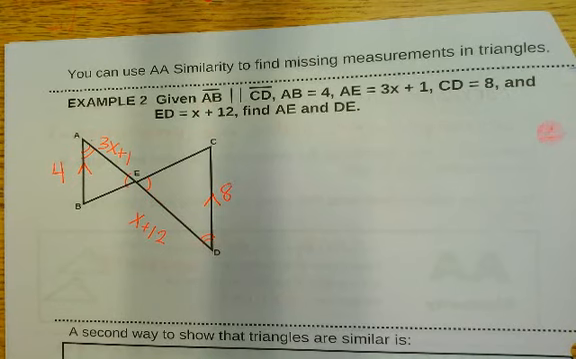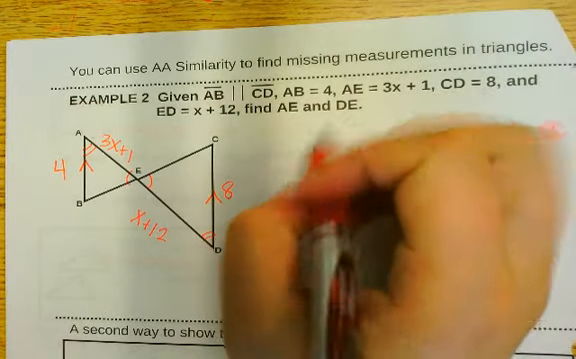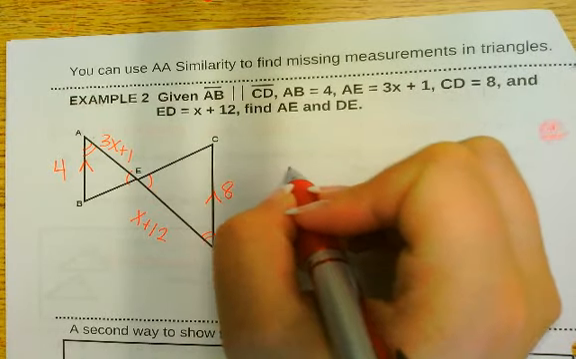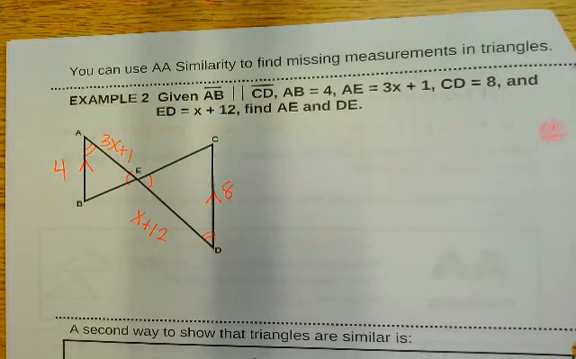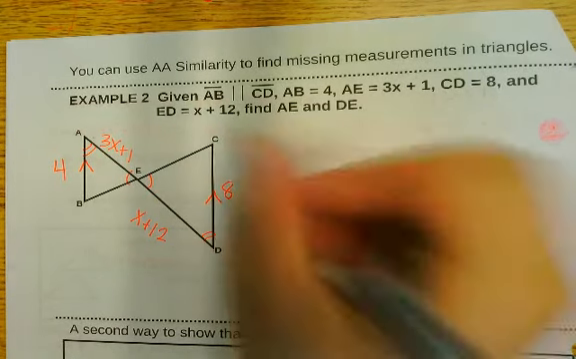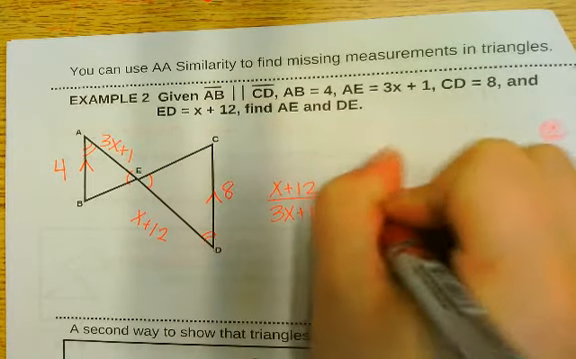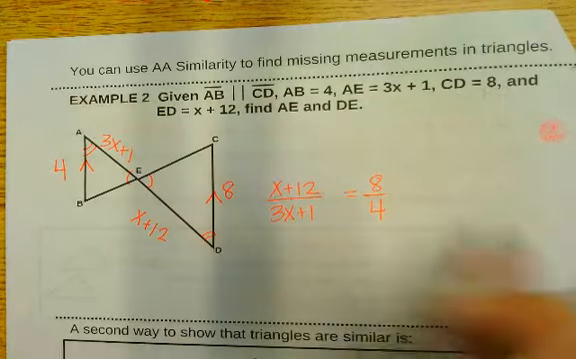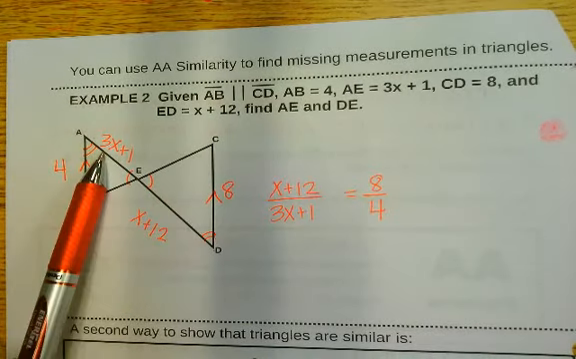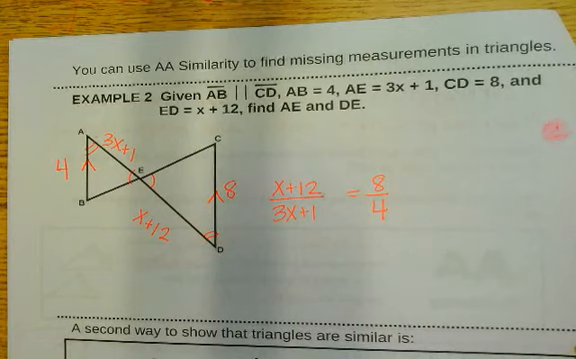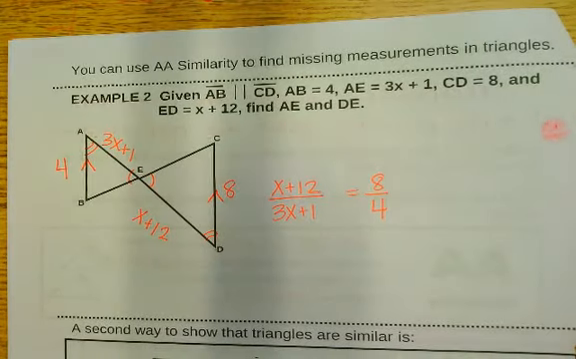Okay, so what do we know about their side lengths? Side lengths of similar figures are always proportional. So how could I set up this proportion? x plus 12 over 3x plus 1 is equal to 8 over 4. You could have had 4 over 8 equals 3x plus 1 over x plus 12. You could have solved it a bunch of different ways, but this is one way. And then how are we going to solve for x? Cross multiply and divide.